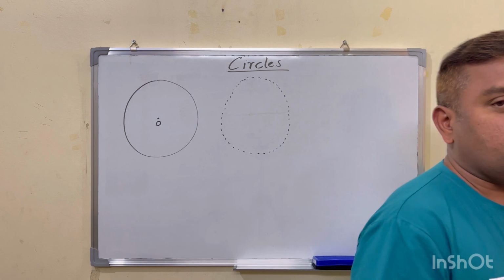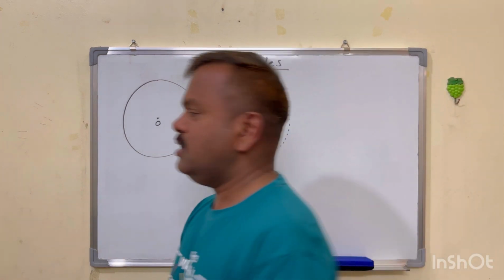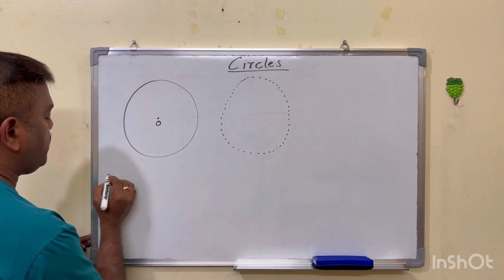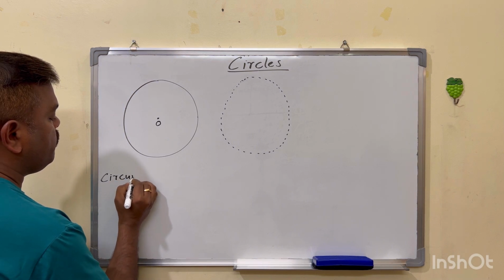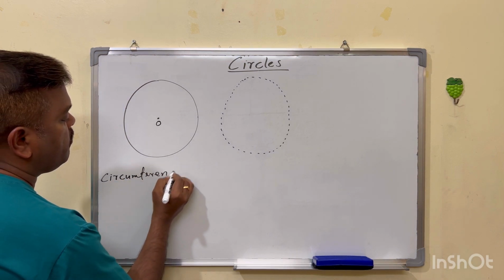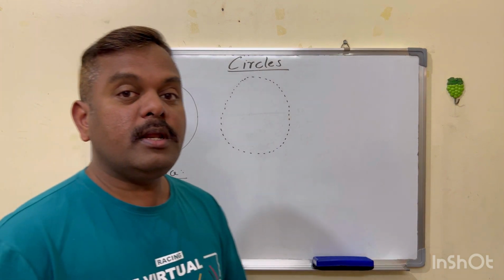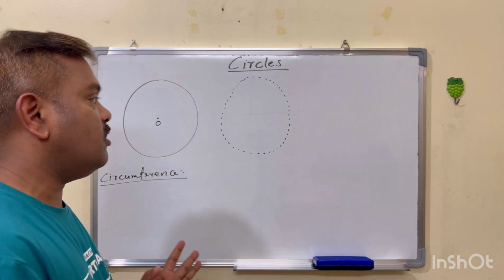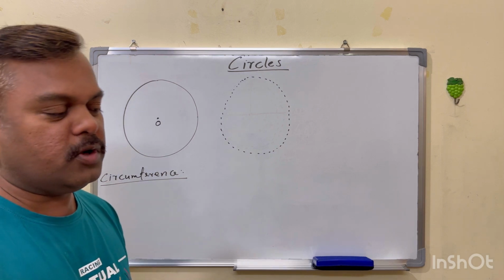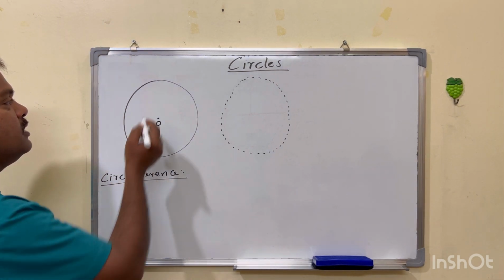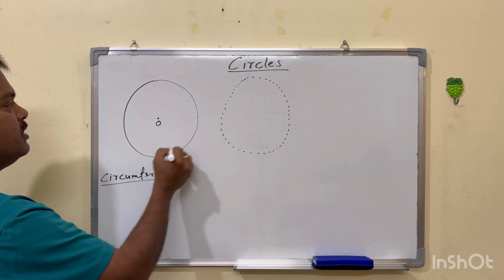Next we will learn what is circumference. Okay, circumference of a circle. Circumference is the perimeter of a circle. The perimeter of a circle is called circumference. Okay. The length around a circle. The length around the circle is called circumference.